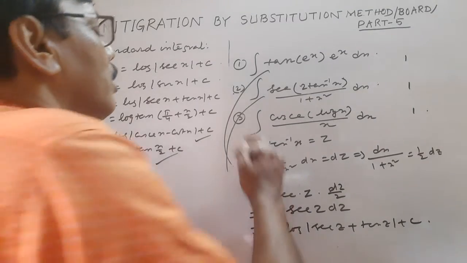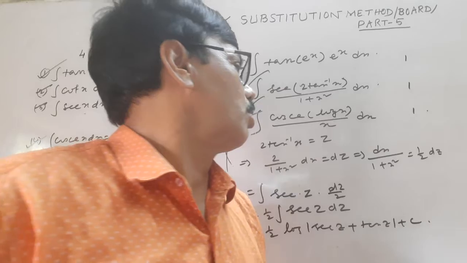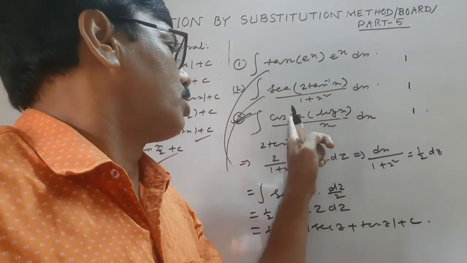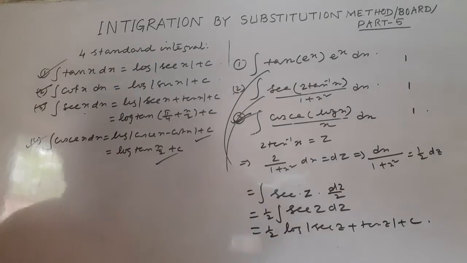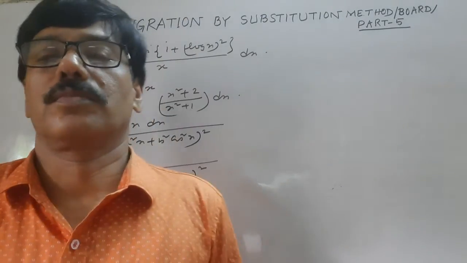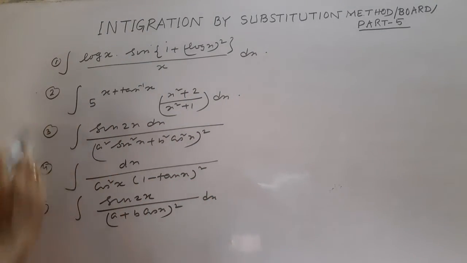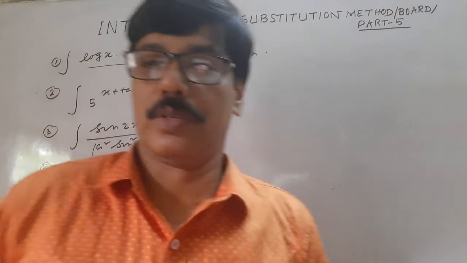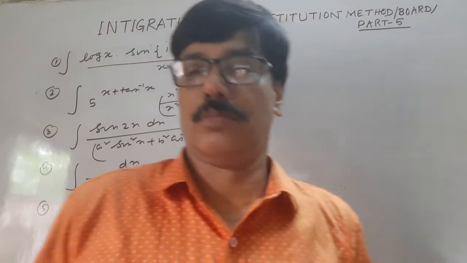Similarly 3, you solve it. So log x equals z because this is not linear. Now we consider problems 1 to 5. They are 2 mark problems, very simple.